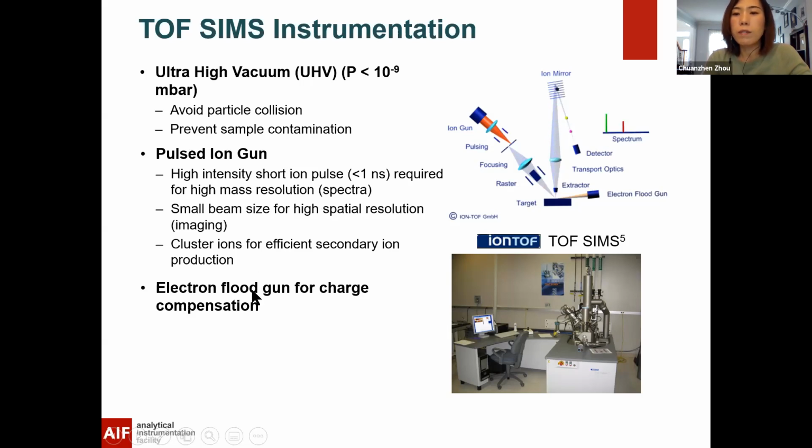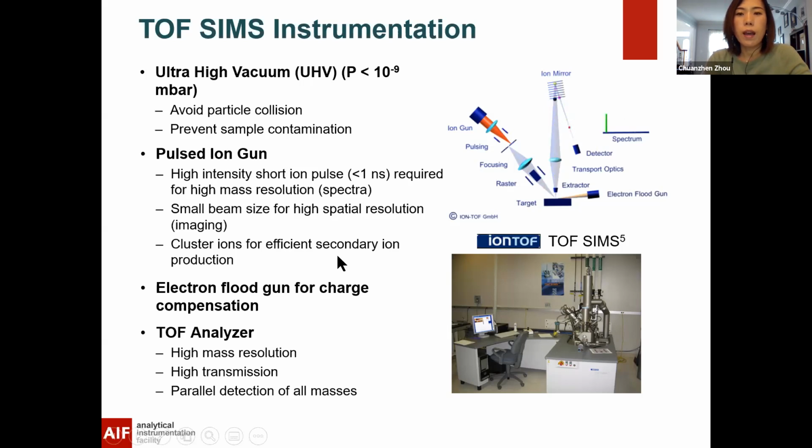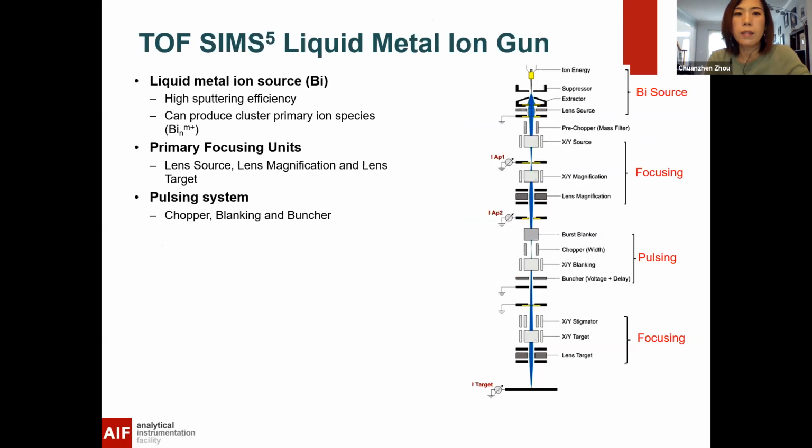And you got an electron flood gun for charge compensation. So you can analyze an insulating sample easily, just using the flood gun to neutralize the charge accumulated on the surface. And then you have a time-of-flight mass analyzer to give you high mass resolution and high transmission. And most importantly, it gives you parallel detection of all masses, so you don't lose any mass during the analysis.